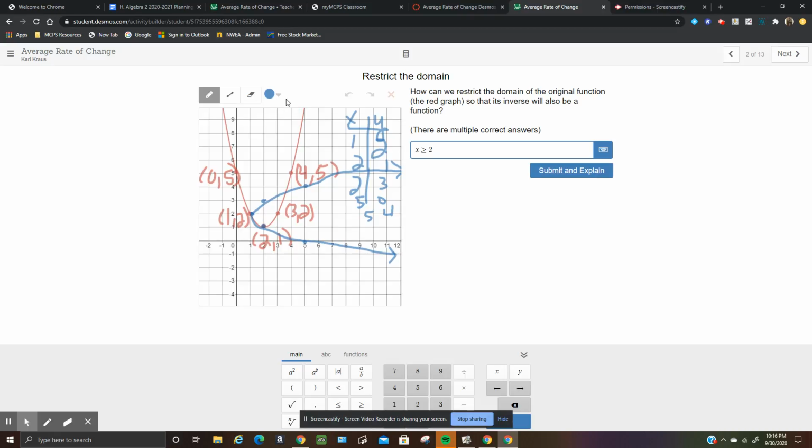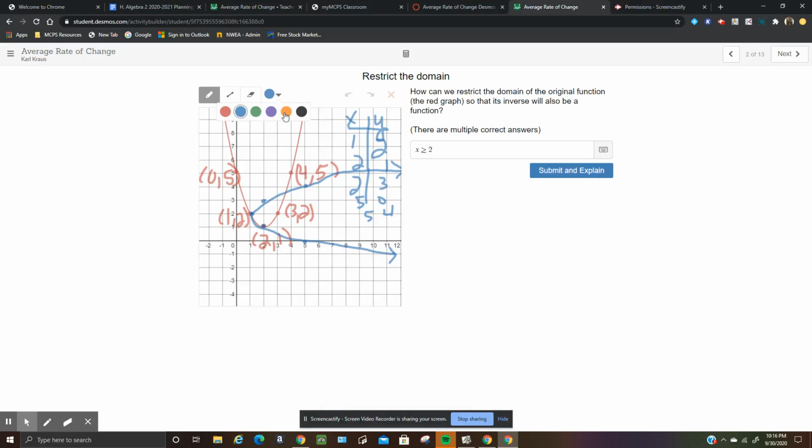In other words, if I restrict the domain, you draw in orange what that would look like. So that would be this here. If I restricted the domain, it looks like that. And then the inverse of (2, 1) is (1, 2). That's that point. The inverse of (3, 2) is (2, 3). So in purple, we can draw the inverse. This.